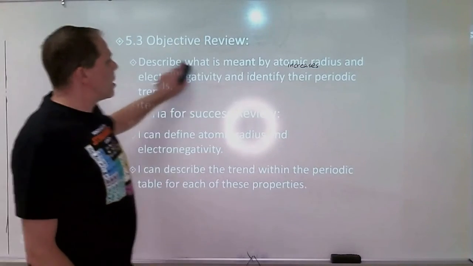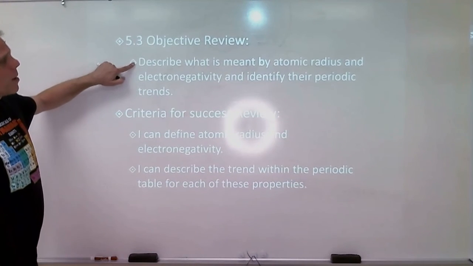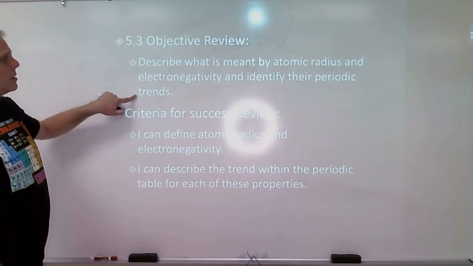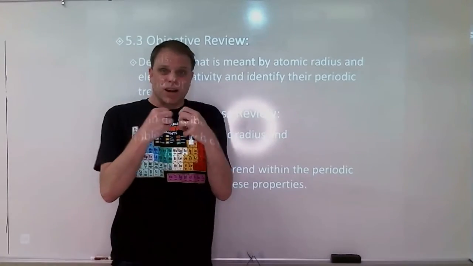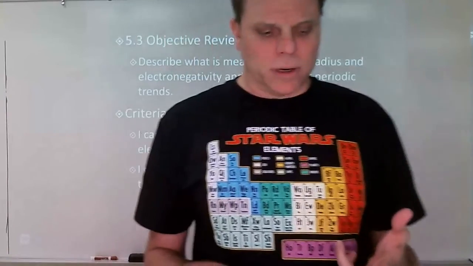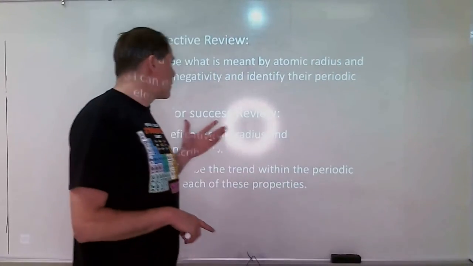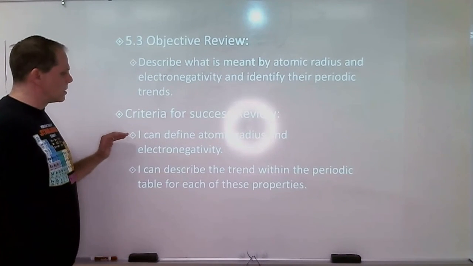So let's check our objectives. What did we learn today? Can we describe what's meant by atomic radius and electronegativity and identify the periodic trends? Yeah. So we know atomic radius. We know electronegativity, shared electron pulling. We also know a couple other things. We learned about ionization energy. We learned about the ionic radius a little bit. We learned about electron affinity. We learned a few extra things even beyond that, but those are good things to know.